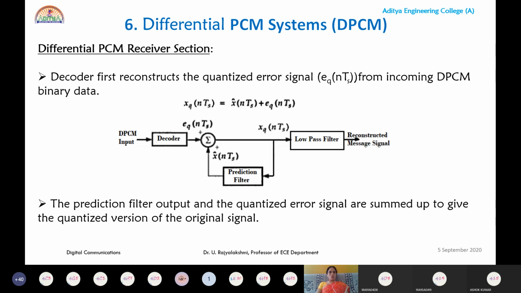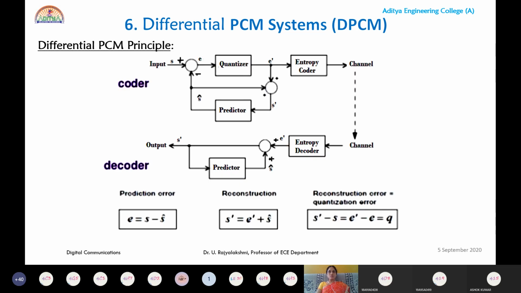Now let us move on. Till now we studied the basic drawback of PCM and how you can overcome the drawback of PCM by using difference bit transmission, that is differential PCM, and we have seen the DPCM transmitter and receiver sections. Now I am going to keep the transmitter section and receiver section in a single slide, and I want to show you the principle behind that. Okay, this is the DPCM principle.